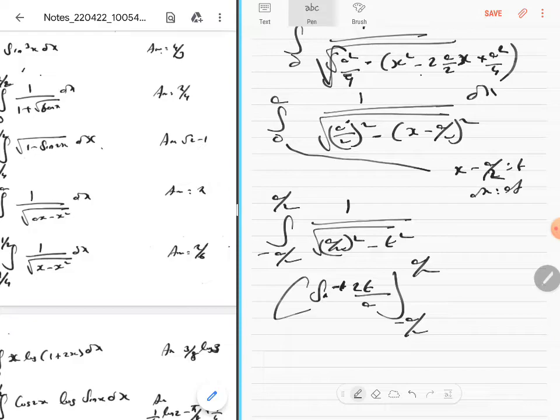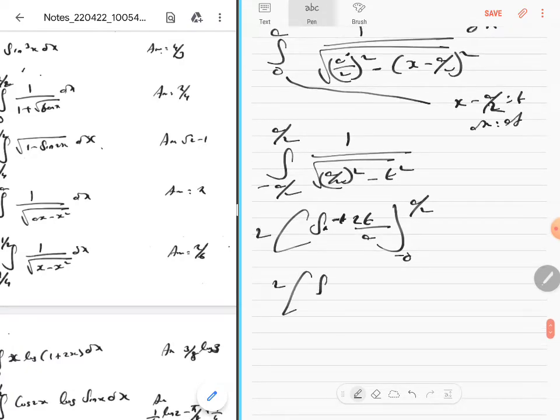Could I have used any properties? F of minus x, what happens if we put f of minus t? It's still going to be the same, so I could have written it as 2 times 0 to a by 2 instead, right? So if I use that property, then I would write it as 2 times a by 2. In that case, it will become sine inverse of 2 into a by 2 by a, which is sine inverse of 1, minus sine inverse of 0. So then the answer is 2 into pi by 2, and hence the answer is pi.